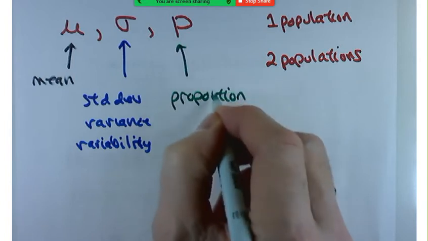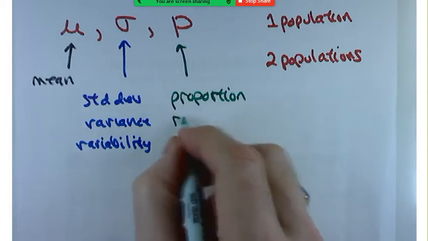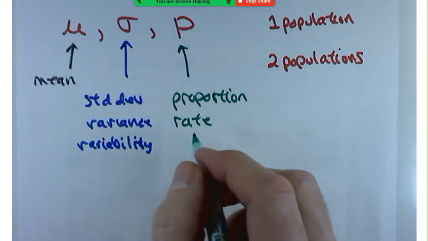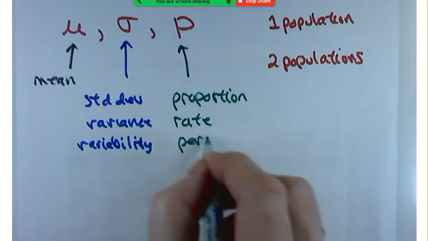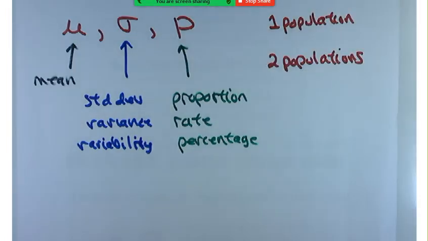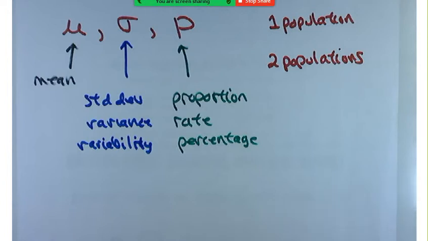But there's other things you might see instead of proportion. It might not be directly written as proportion. You could also see rate. Anything else? Yeah, percentage. So when you're seeing these keywords, it's telling you what parameter should be part of your null and alternative hypothesis. Another thing you're going to have to decide is one population versus two populations.